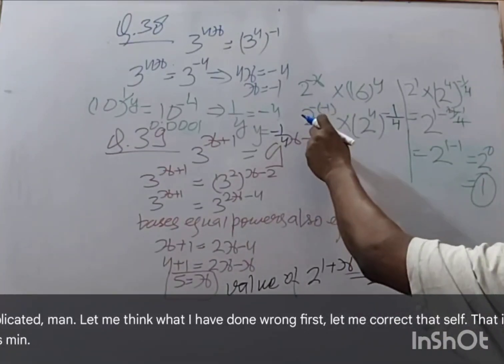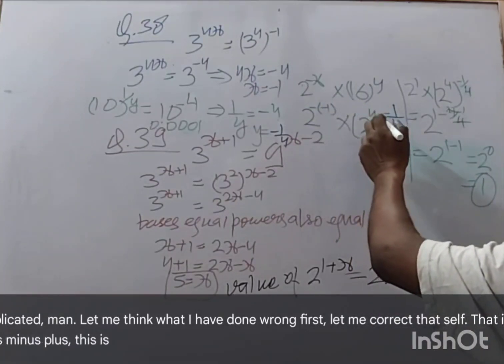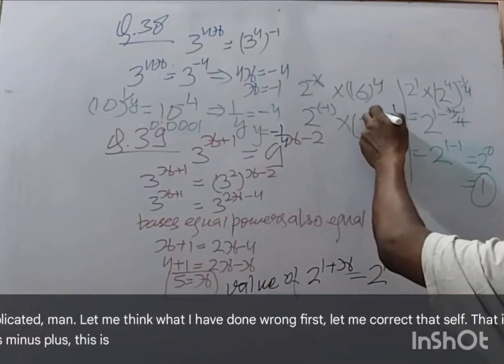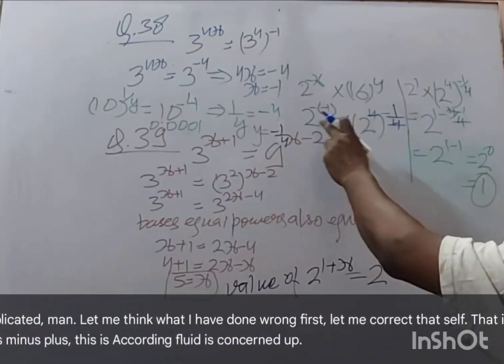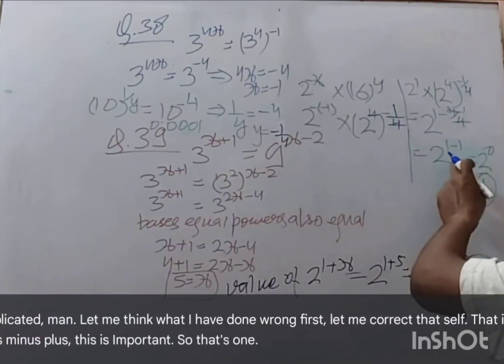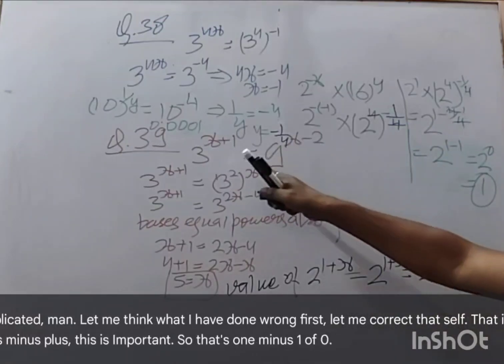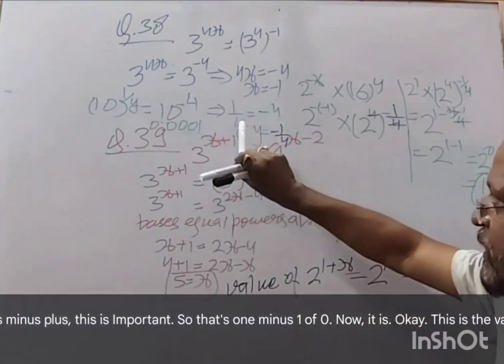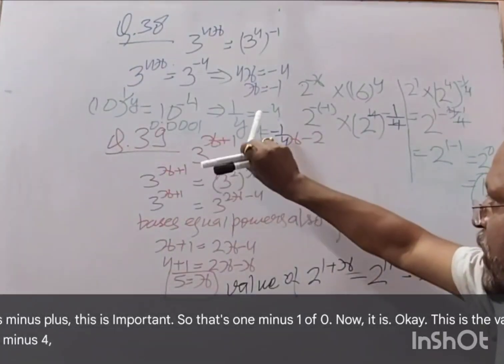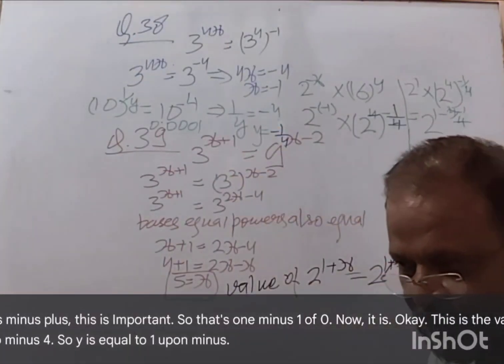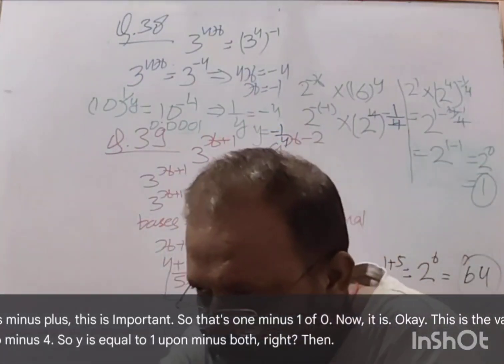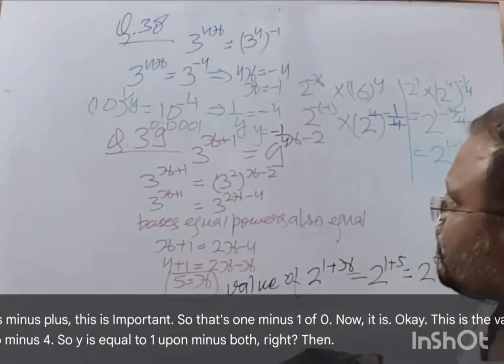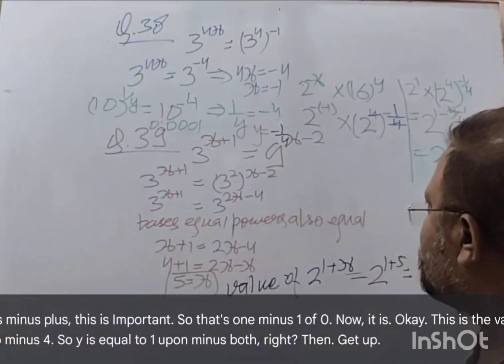Minus minus plus. This is 4, and 4 is cancelled out. So plus 1 minus 1 is 0. Now it is okay. This is the value of y. 1 upon y is equal to minus 4. So y is equal to 1 upon minus 4. Right? Done. Should I rub? Yes, sir.